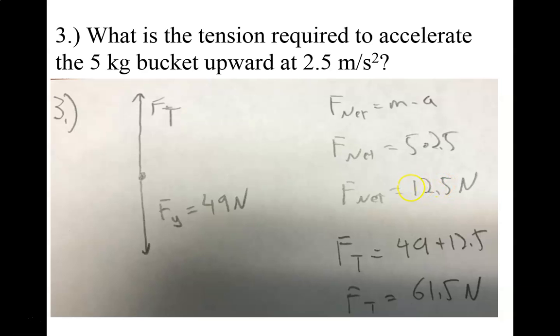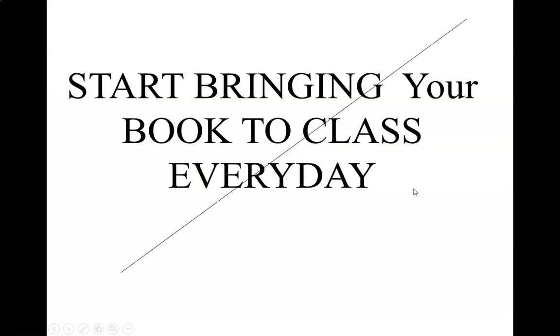Well, I've got 49 down, okay, so it's going to cancel out with 49 of those newtons, and I need 12.5 left over. So if I add those two together, 49 plus 12.5, I get 61.5 newtons. And then if I were to put that here and say this was 61.5, and I were to add those two, I would end up with 12.5 newtons left over. So that would be that example.